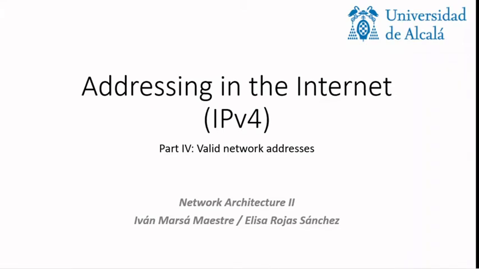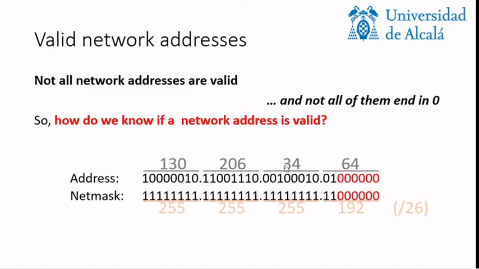In this full video about addressing in IPv4, we are going to focus on one of the most common problems for students, which is basically evaluating whether a network address is valid or not. Considering a network address consists of an IP and a mask, not all the combinations are valid, and not necessarily all of them should end with a 0. Therefore, how do we know if a network address is valid?